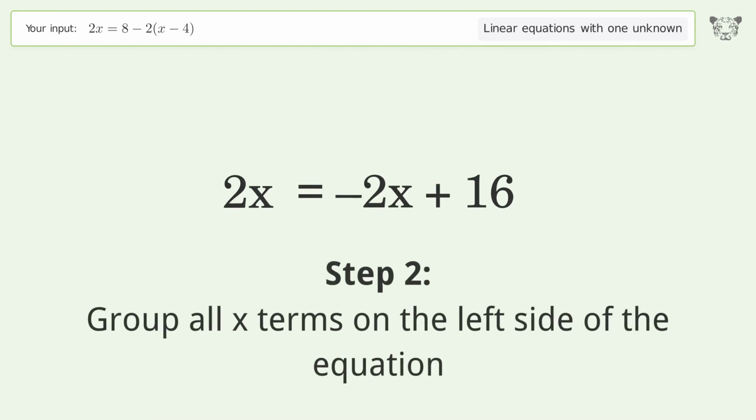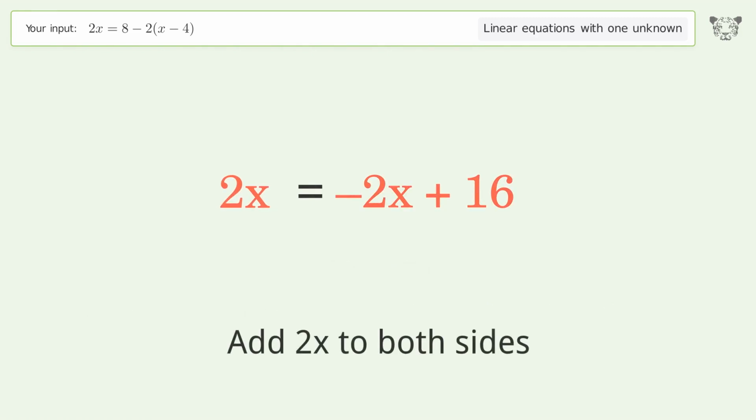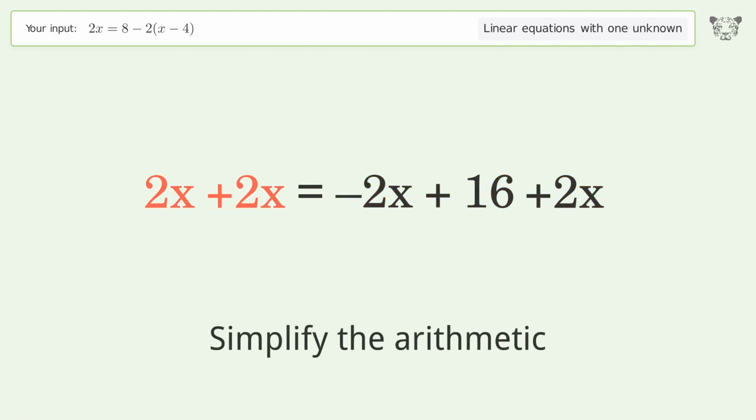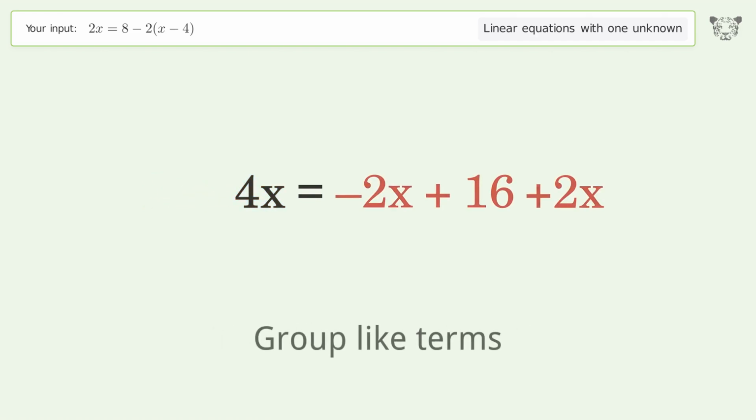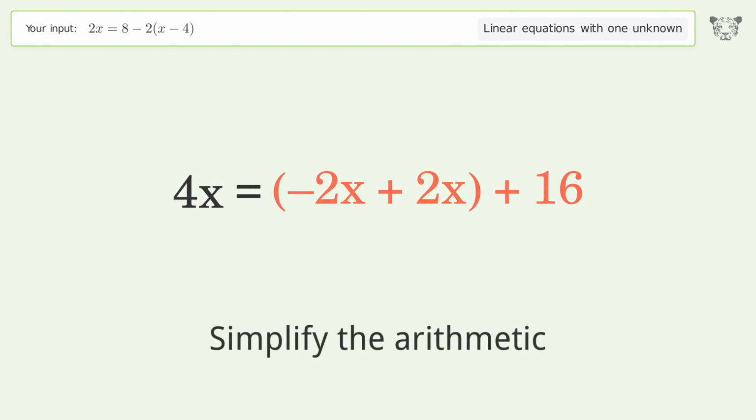Group all x terms on the left side of the equation. Add 2x to both sides. Simplify the arithmetic. Group like terms. Simplify the arithmetic.